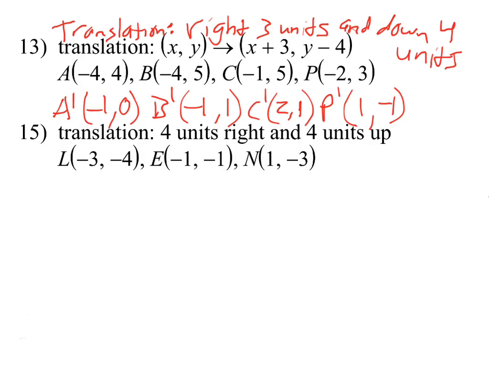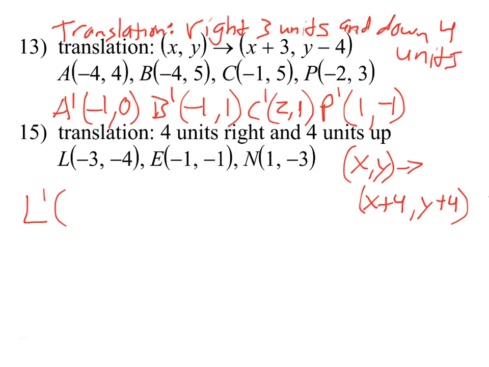So if you're going to describe that using a function, your x, y would be going to, well, if you're going to go right 4, you're going to add 4 to all your x's. And if you're going to go up 4, you're going to add 4 to all your y's. And you get that. So L prime, if you take those coordinates and add 4 to both, you'll get 1 and then 0. For E prime, take those, add 4 to both, you're going to get 3, 3. M prime, you take both of those, add 4, you're going to get 5 and then 1.